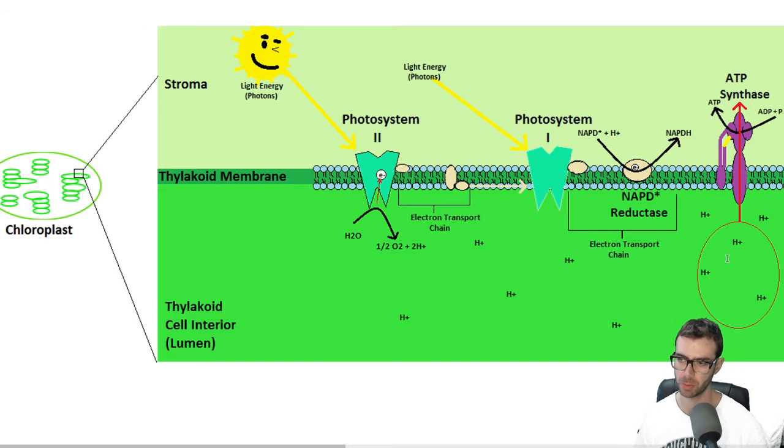The positive hydrogen proton pressure within the thylakoid interior is now pumped through the membrane protein called ATP synthase, right here, to the stroma or exterior of the thylakoid. So from in here to the outside.